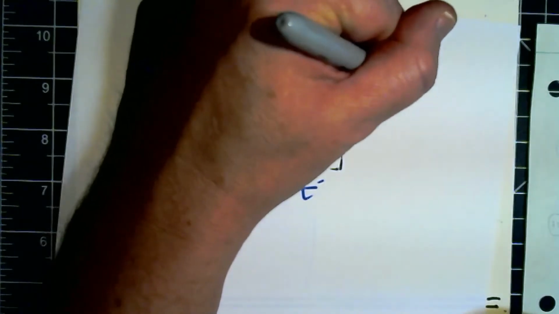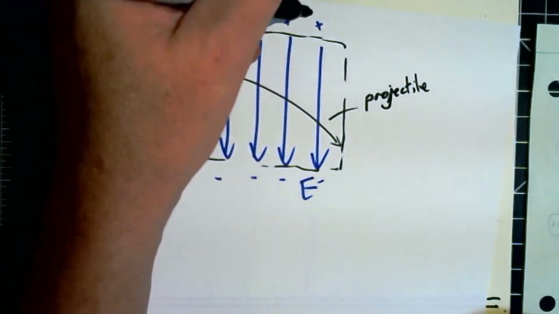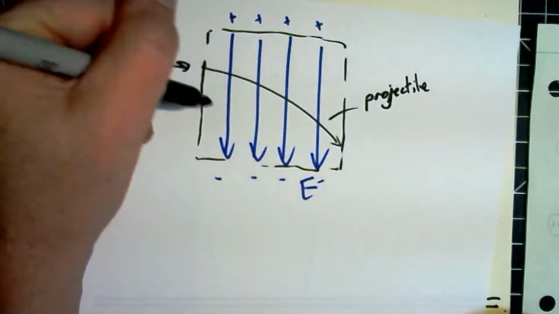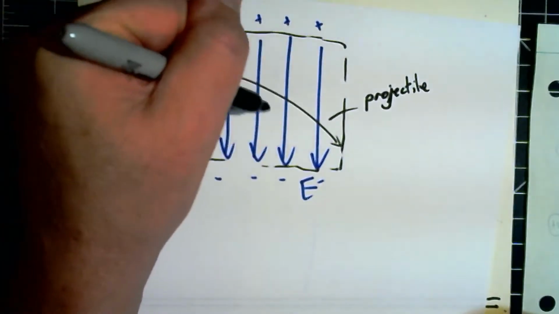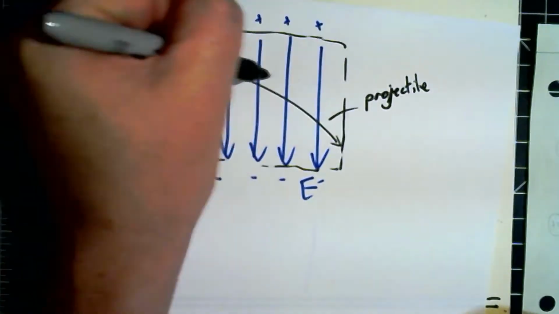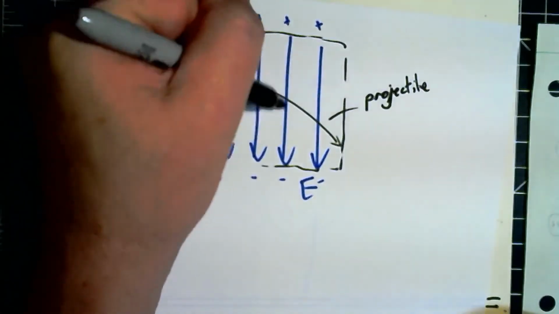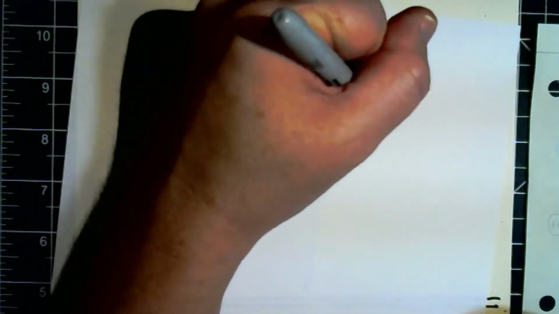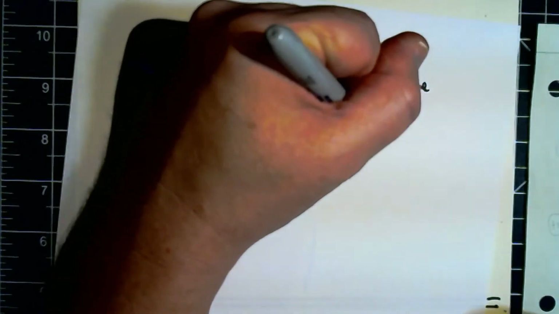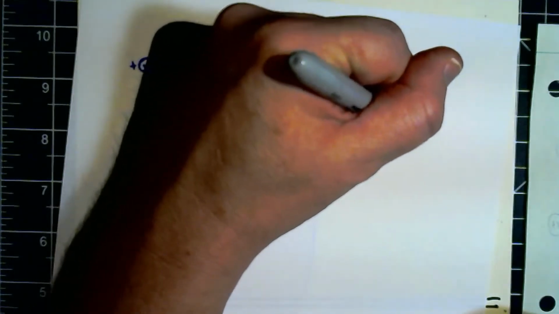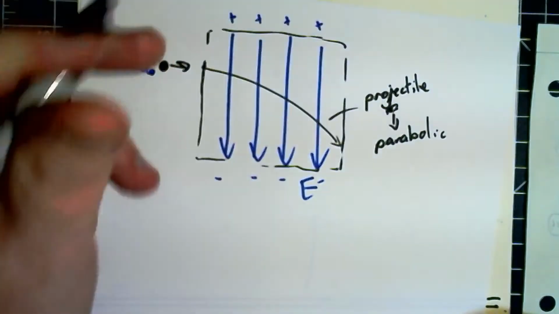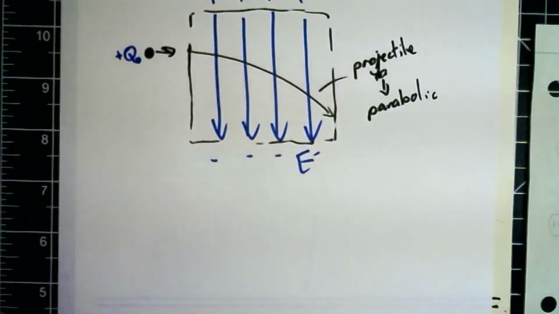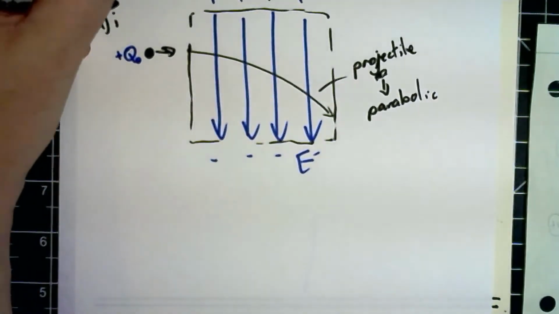Because if you remember, in projectile motion, they're accelerated towards the ground by a constant force. Well, this electric force is a constant force the entire time. Horizontally, it doesn't speed up. It only speeds up or slows down in the vertical. And so this pathway is parabolic. It has a parabolic arc as it travels through there. And this is for part AI.